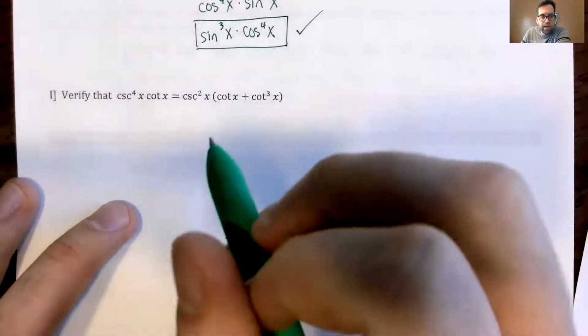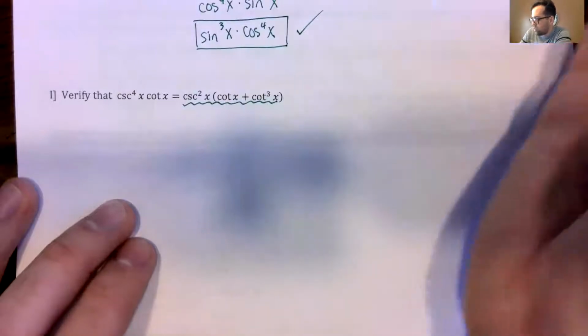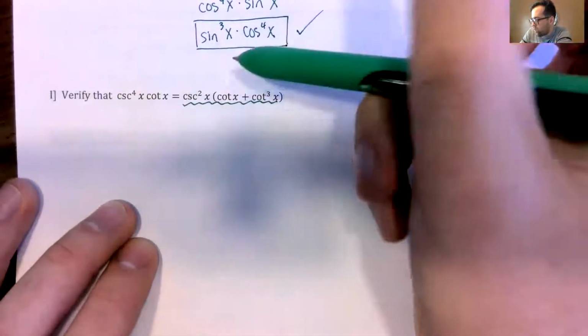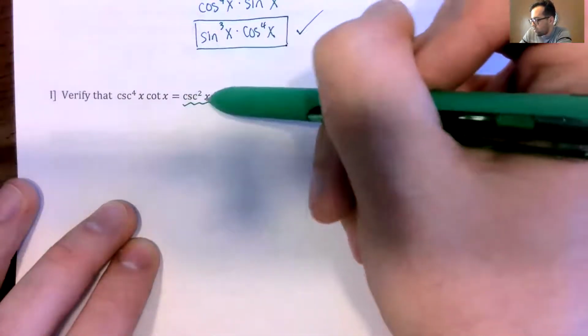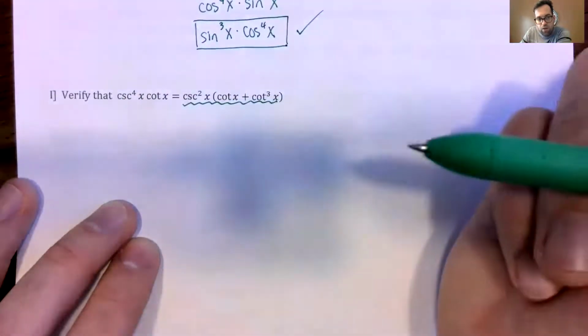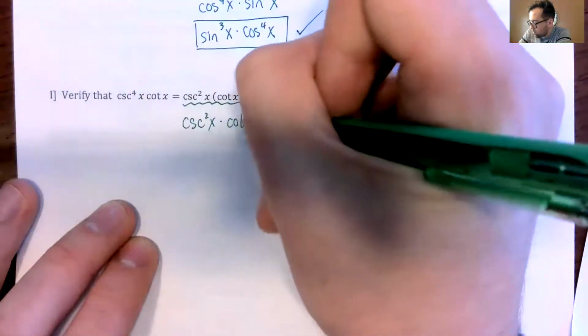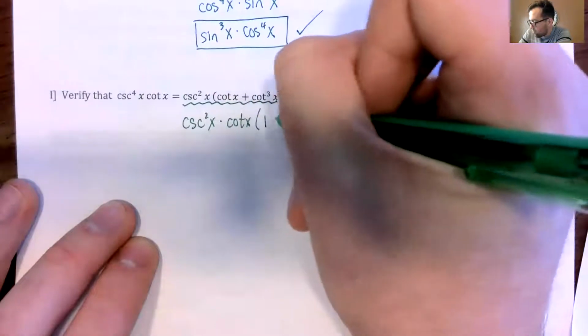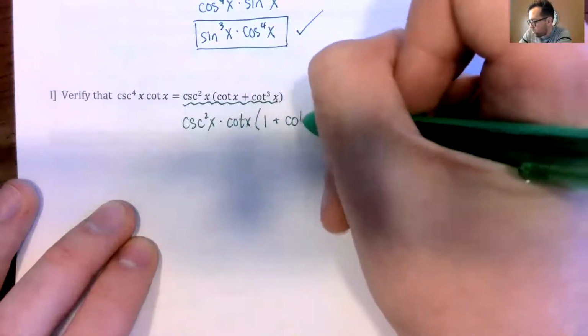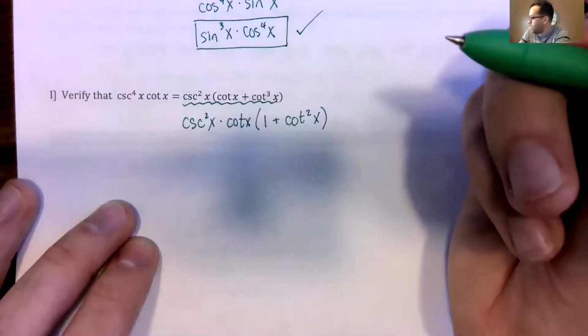All right, we're going to try one more question, letter I. Once again, the right side looks more complex, so we'll start with that. This one's going to be pretty similar to the one we just did, I think. We are going to once again leave this cosecant squared of x here because that's part of our final answer. I'm going to factor out one of the cotangents over here. And we end up with 1 plus cotangent squared of x left over inside the parentheses.